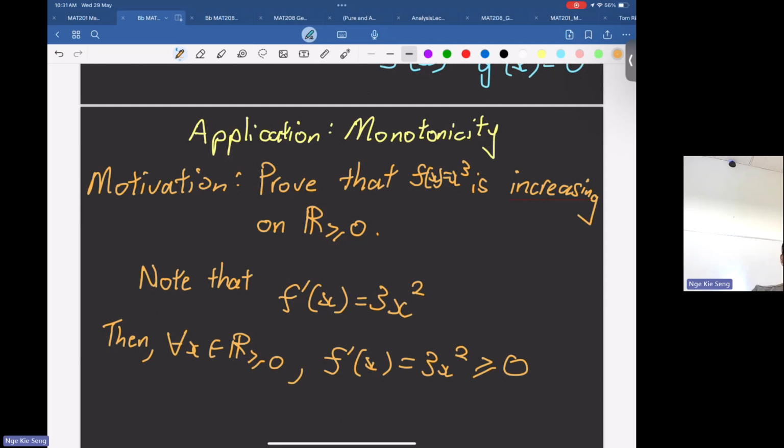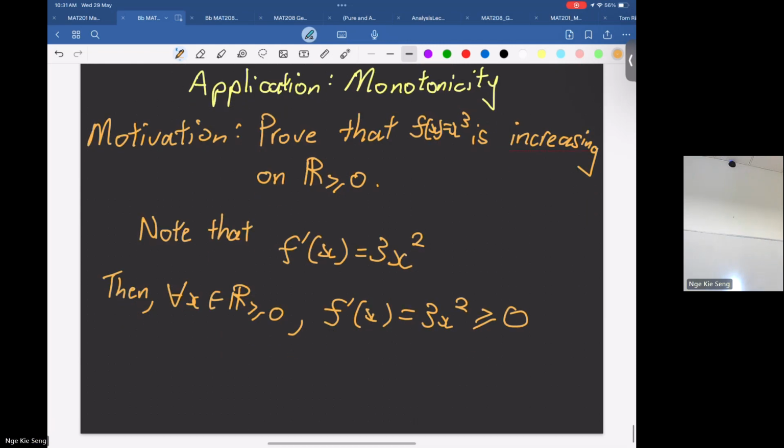Can work or cannot work? Why work? What's the statement you have? Greater than 0. Need to strictly greater or equal? Okay. Need to strictly greater, right? Need to strictly greater. So how to deal with the point of 0?